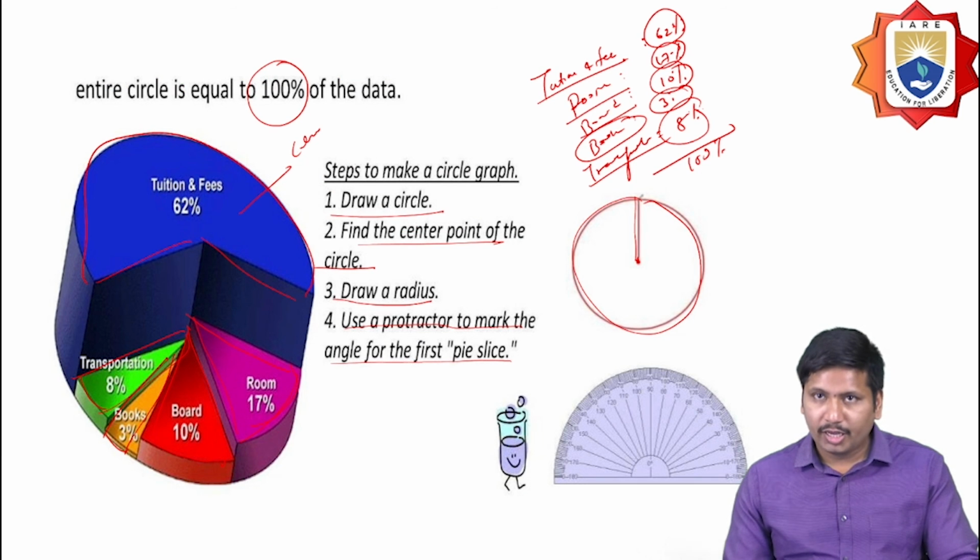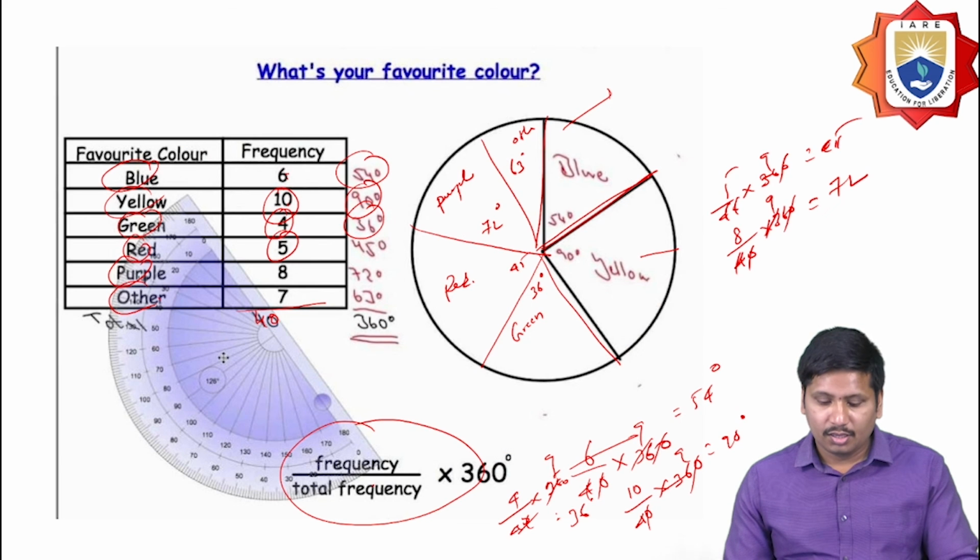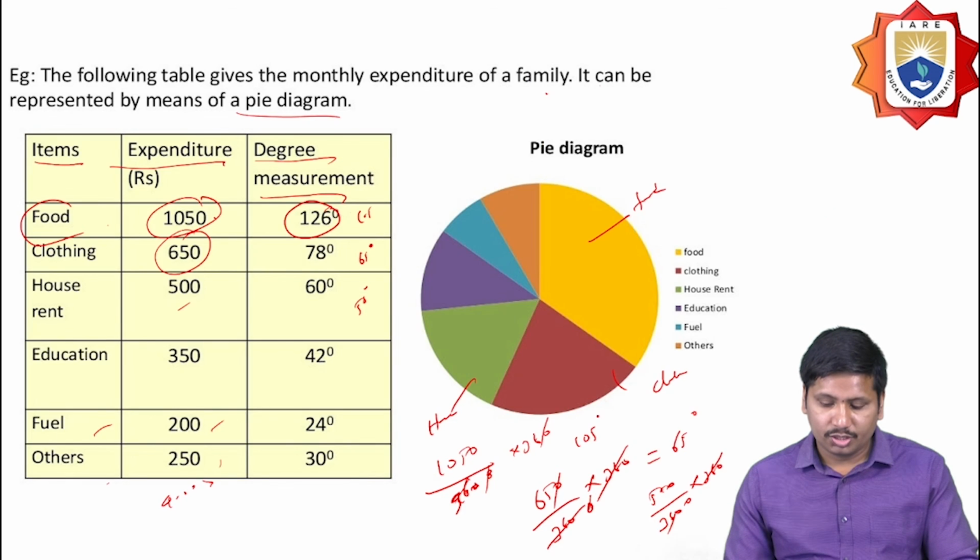In order to make this pie diagram, first make the percentage total 100, draw the circle, make a center, make a radius, and then make use of the protractor, and then draw the percentages. And the example is shown here.